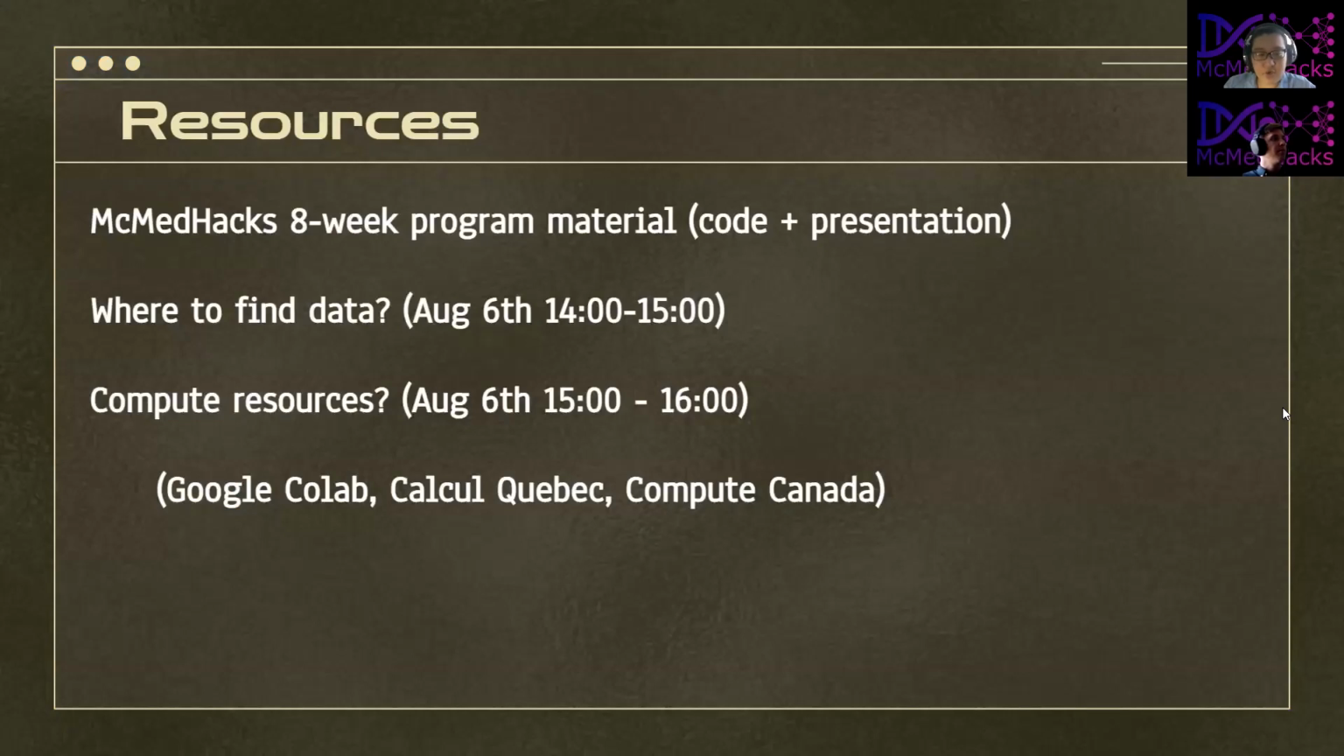So like we said, we're going to provide you with the resources of the 8-week program material that we have. We haven't shared the Google Drive folder with you yet, but we will. And we are also going to have a tutorial on how to find data and how to find open source medical data. They're not the easiest to find, so we'll direct you to the right resources, should you not be using the Alpha Tau data set that we're going to present. And that is going to happen from 2 to 3 p.m. Eastern Daylight Time.